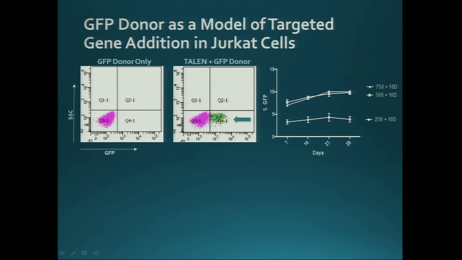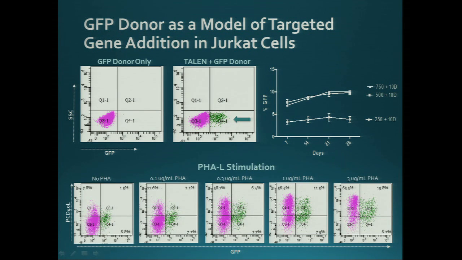Now, since CD40 ligand expression is upregulated with immune activation, we would also expect that GFP expression would be upregulated with phytohemagglutinin stimulation. And so below we show that there is increasing CD40 ligand and GFP expression when cells are treated with increasing doses of PHA. These experiments indicate that the integrated GFP gene is under control of the endogenous CD40 ligand promoter.